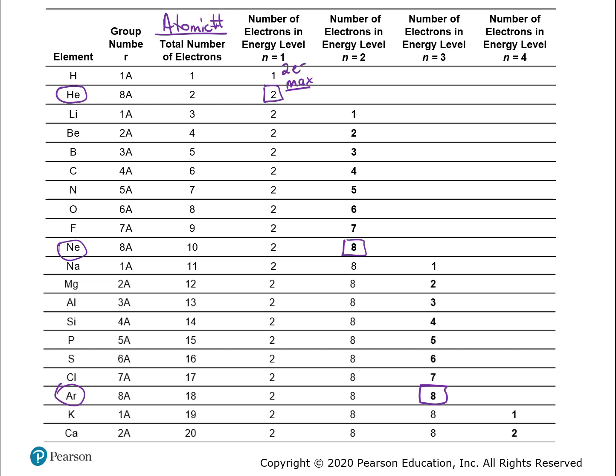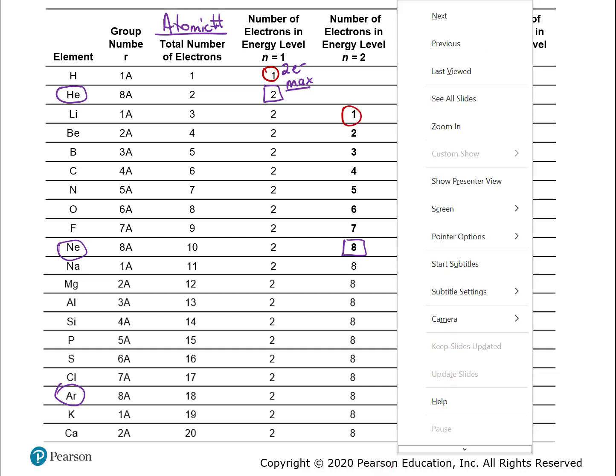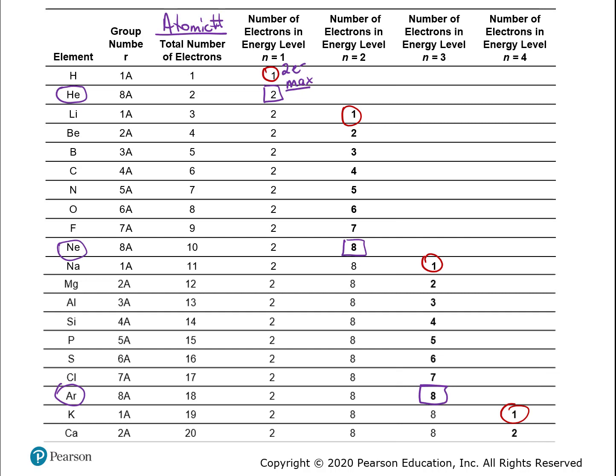Okay, so now let's go back. I put them together like this because I want you to look at hydrogen, lithium, sodium, and potassium. They all have what in their outer energy level? They all have 1, and where are they on the periodic table? They're all in group 1. They're all in the first column.